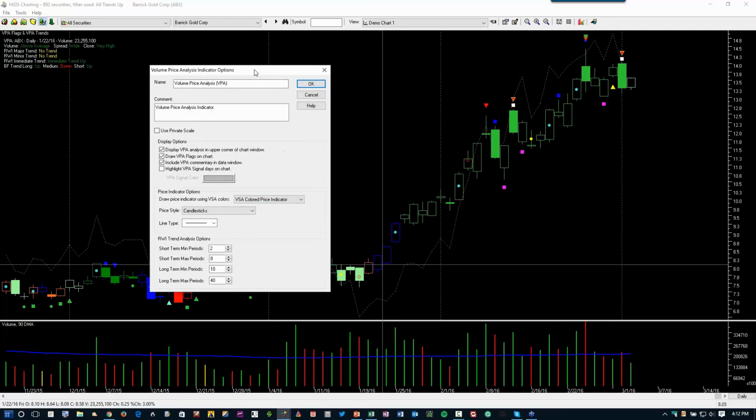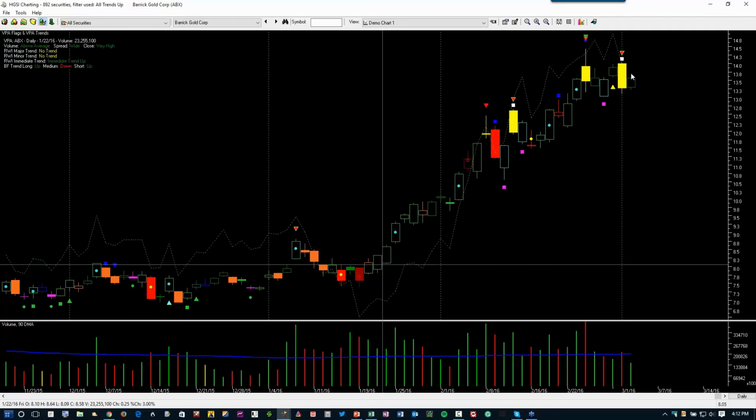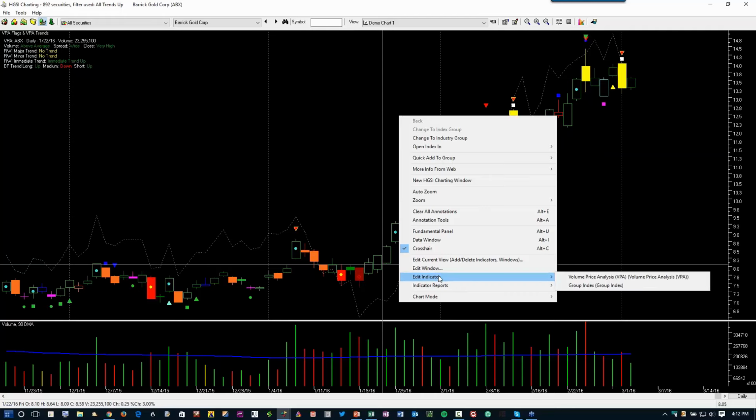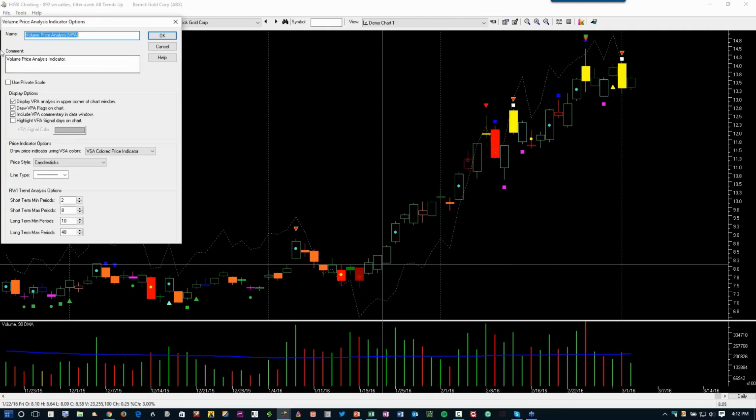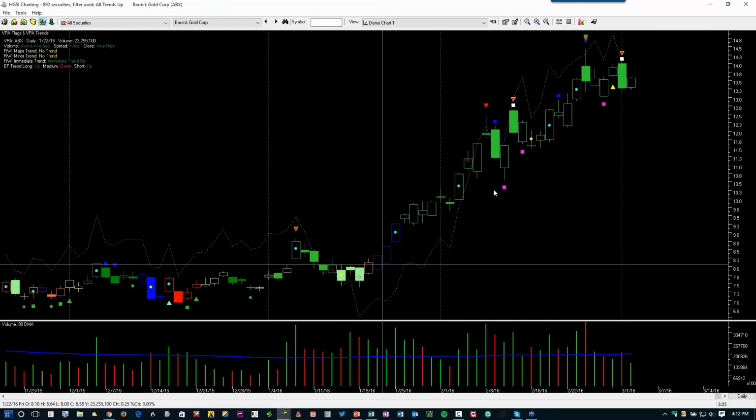Now I'm going to just change it to this, and notice that this changes. This is based upon what the VPA signal is doing. I think it's much more useful, and this is a personal opinion. You don't have to agree with it, but I would rather have the trend indicator on here to give me a visual of when the trends changed.